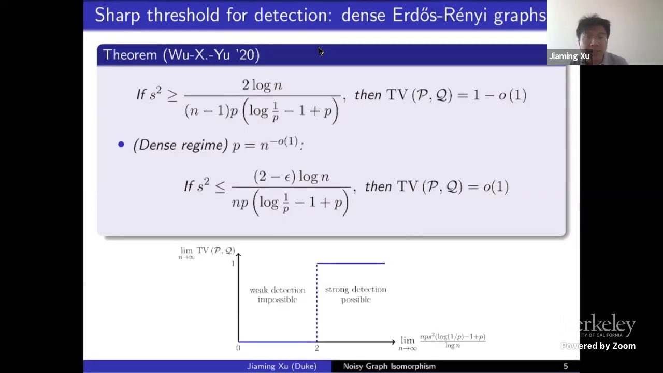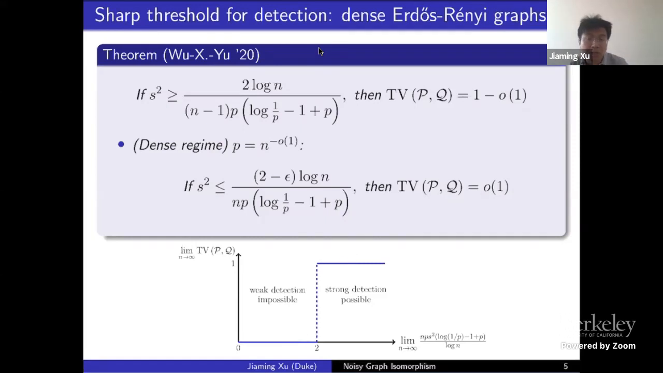Pictorially, you can visualize the results using the following phase diagram. Here, the x-axis you can view as a rescaled correlation, given by nps squared times log of 1 over p minus 1 plus p, divided by log n. Under this rescaling, if you look at the asymptotic value of the total variation distance, it jumps from 0 to 1 at a sharp threshold 2.